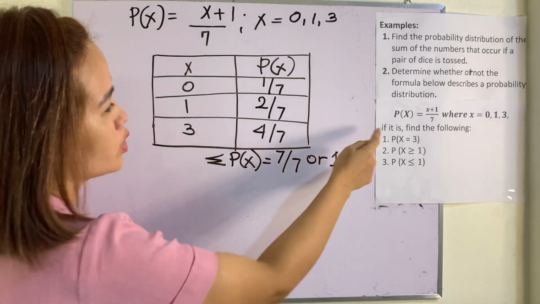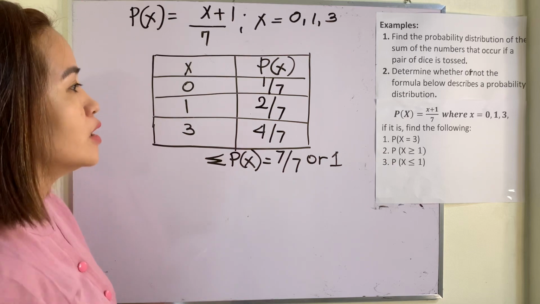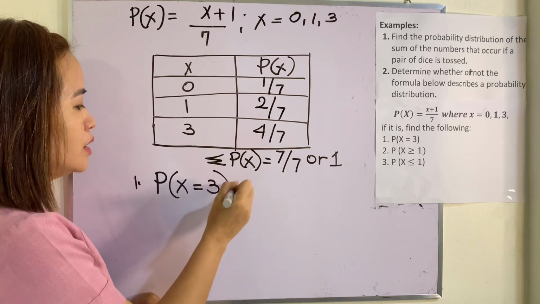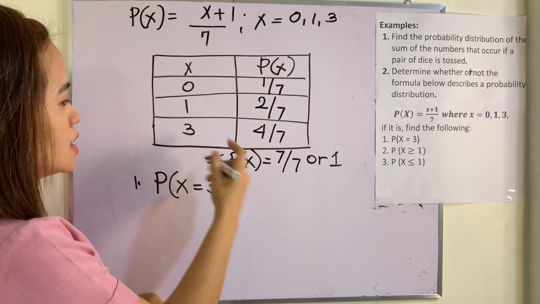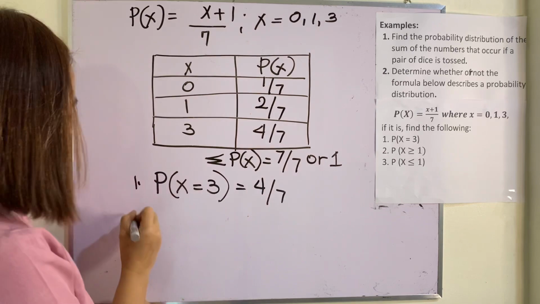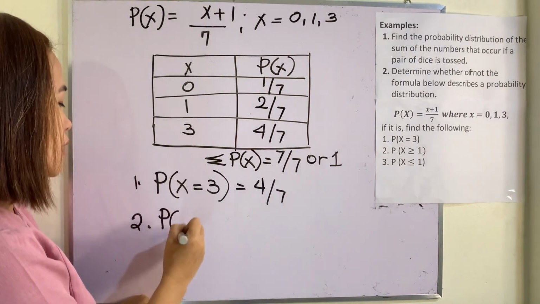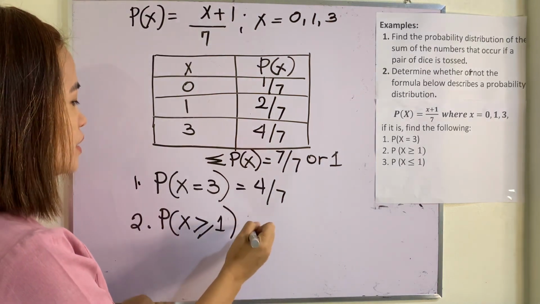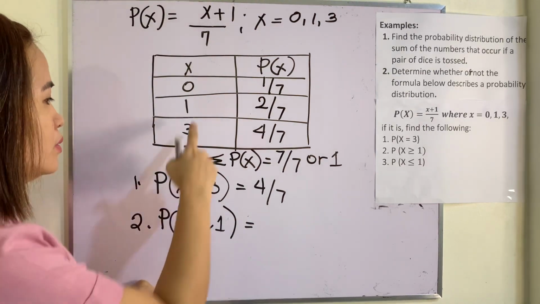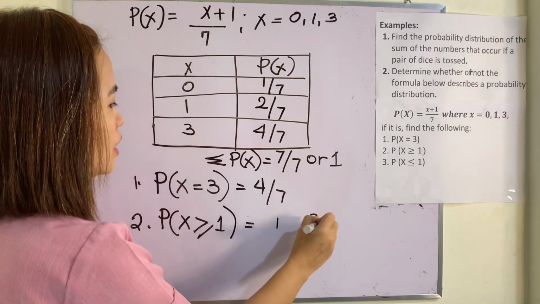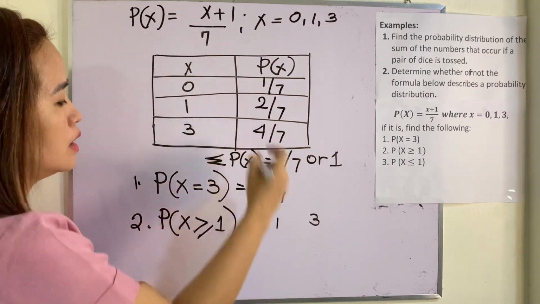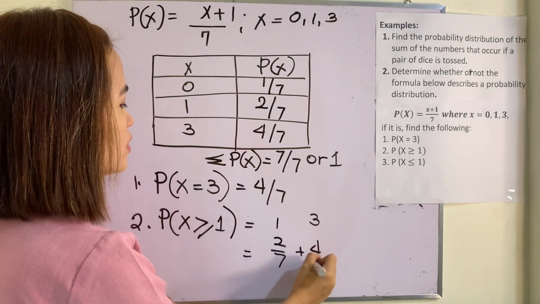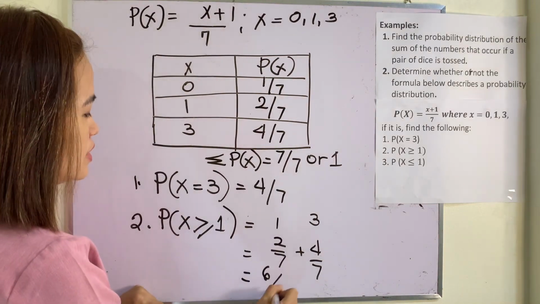Now there is a follow-up question here. If it is, find the following. First, the probability that X is equal to 3. That will be, of course, 4 over 7. Number 2, the probability that X is greater than or equal to 1. What are the numbers greater than or equal to 1? We have 1 and 3. The corresponding probabilities are 2 over 7 and, of course, 4 over 7. So that will be 6 over 7.